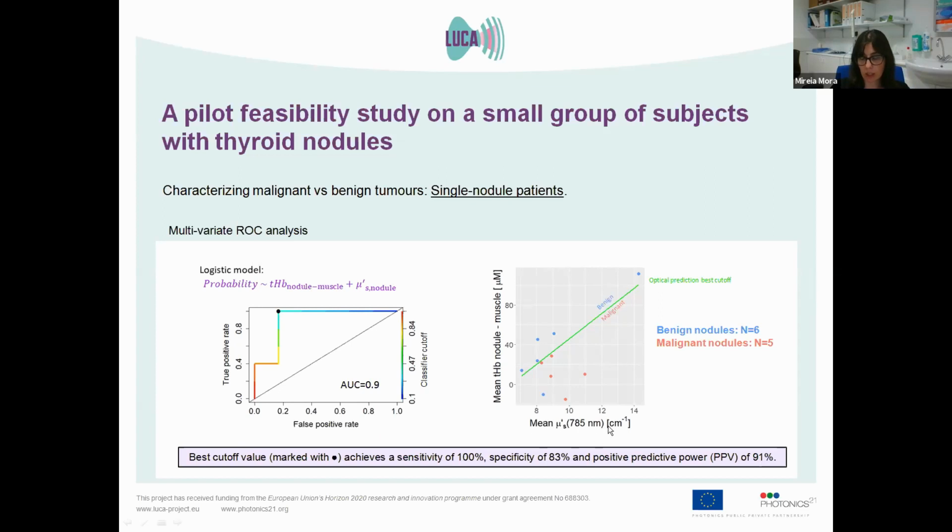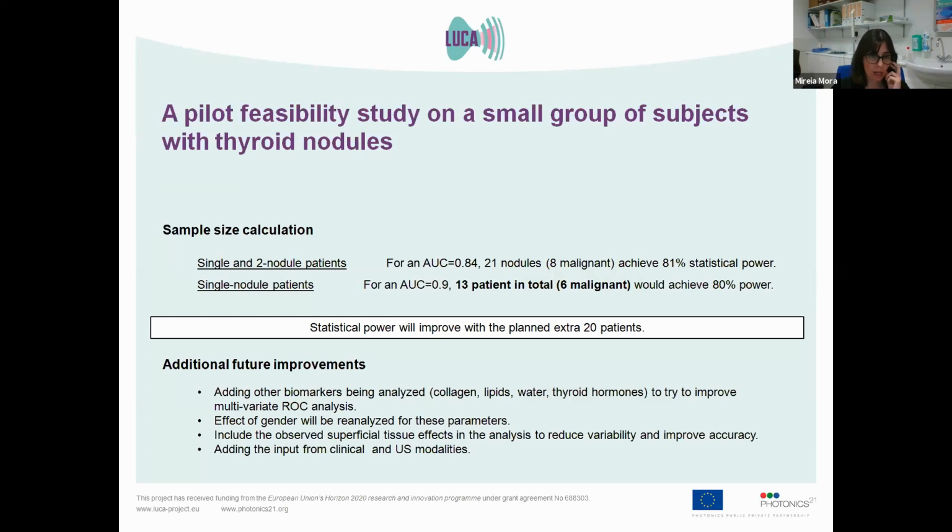And as you can see here in the picture, the model fits better in this group of patients. In order to see how we could improve our model, we made a sample size calculation. According to the model that we performed for patients with 1 or 2 nodules, we had an area under the curve of 0.48. The patients that we have already measured are enough to achieve a statistical power of 80%. However, in the single nodule patients, we would need 2 extra patients to have a statistical power of 80%. However, the idea is to measure 20 extra patients in order to improve our statistical power.